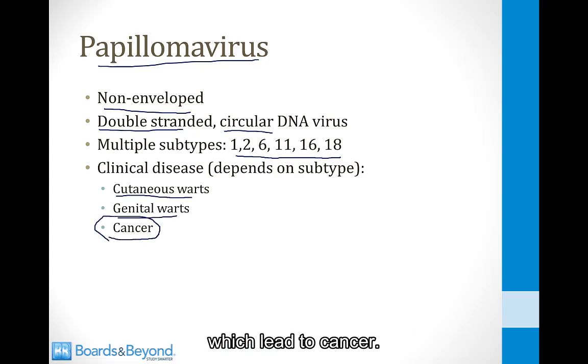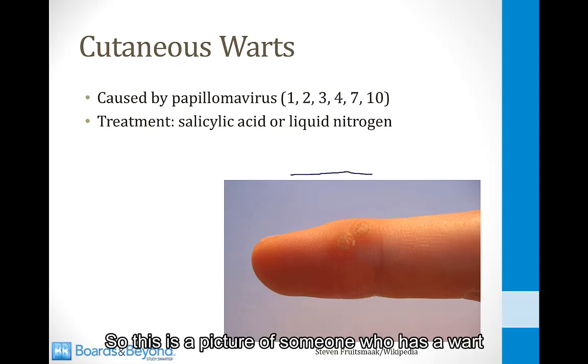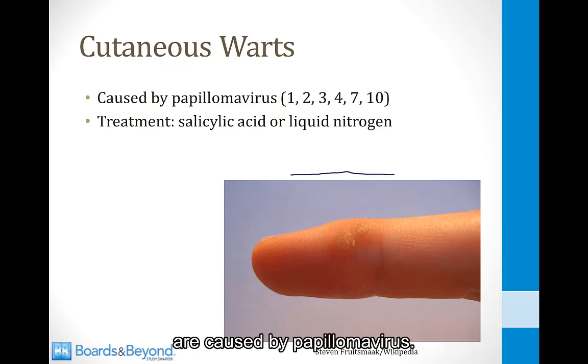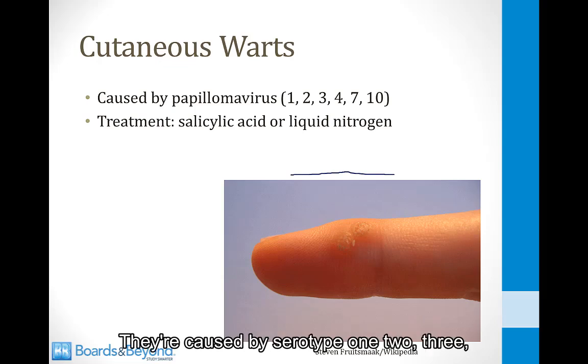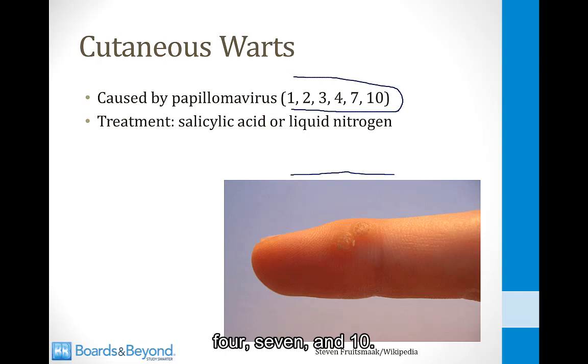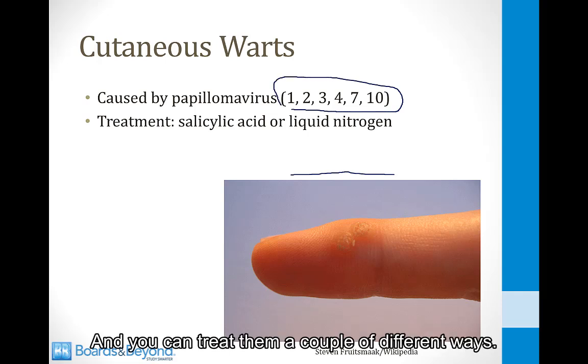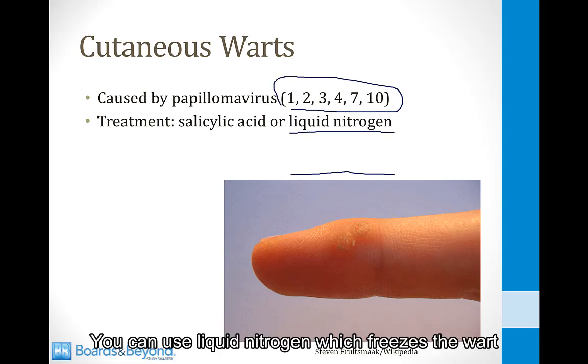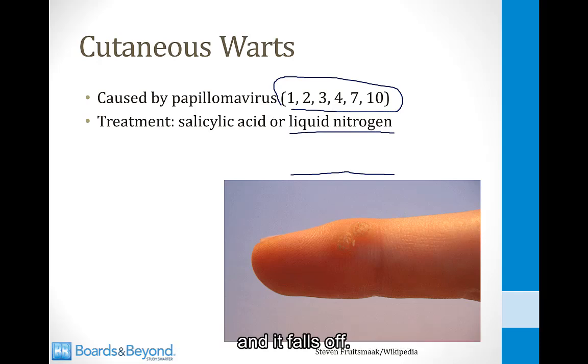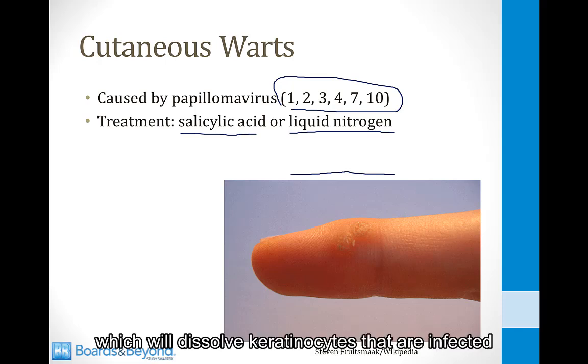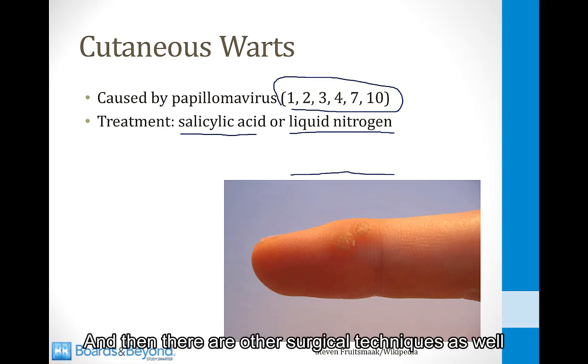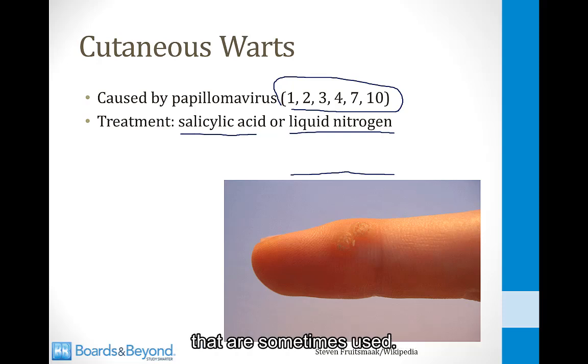So this is a picture of someone who has a wart on their fingertip here, and warts like this are caused by papillomavirus. They're caused by serotypes 1, 2, 3, 4, 7, and 10. And you can treat them a couple of different ways. You can use liquid nitrogen, which freezes the wart and it falls off. You can also use salicylic acid, which will dissolve keratinocytes that are infected, and they will sort of flake off. And then there are other surgical techniques as well that are sometimes used.